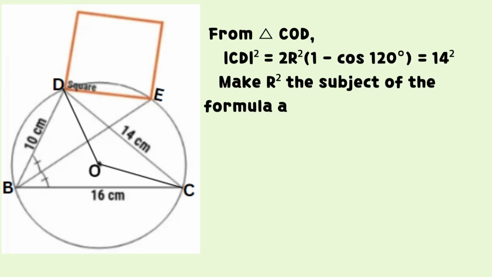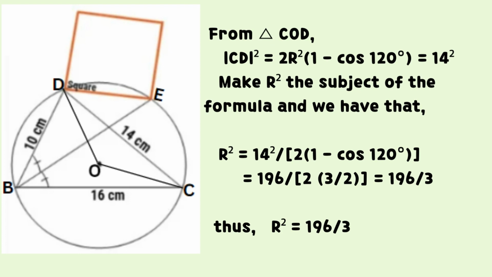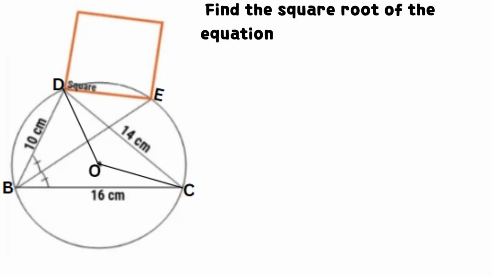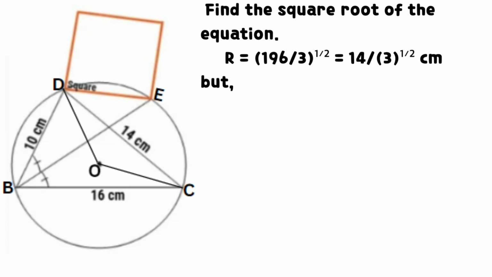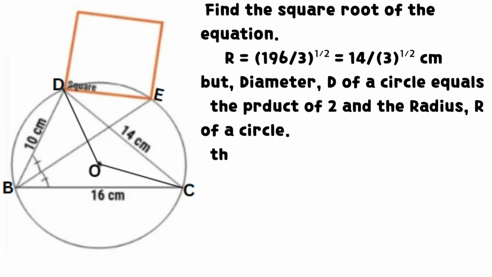From triangle COD, the square of the length CD equals 2 times the square of R times 1 minus cosine 120 degrees, which equals the square of 14. Make the square of R the subject of the formula, and we have after simplification that the square of R equals 196 divided by 3. Find the square root of the equation, and we have that R equals 14 divided by the square root of 3 centimeters.